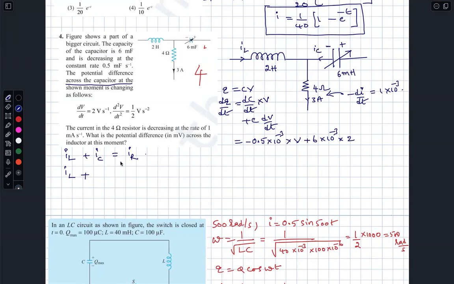IL plus IC, dq by dt. This is the one you want. This is the part you want: dq by dt, minus 0.5 into 10 power minus 3, V. V is the potential drop across the capacitor at that instant, plus C into dV by dt is IR.